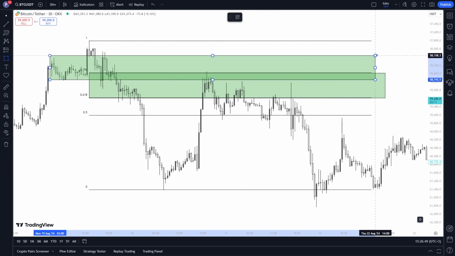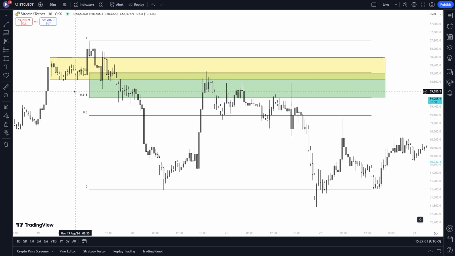Here we have the breaker block. I mark our breaker on the chart. It's our entry point, and if you don't know how to use it, drop some likes and I will show it in the next videos.